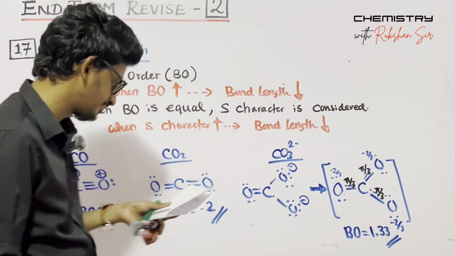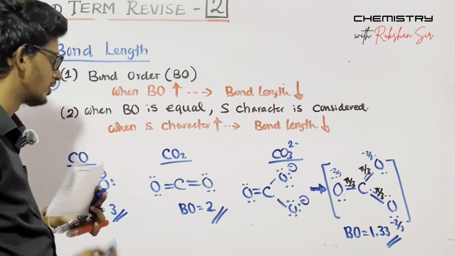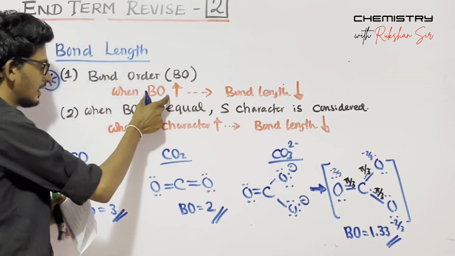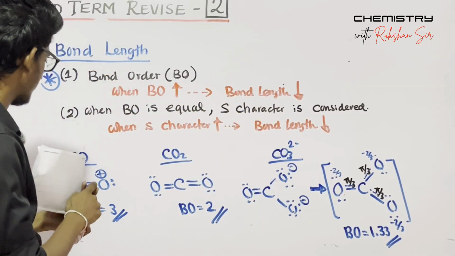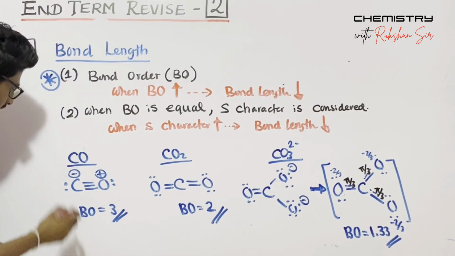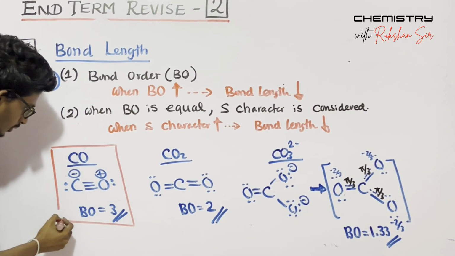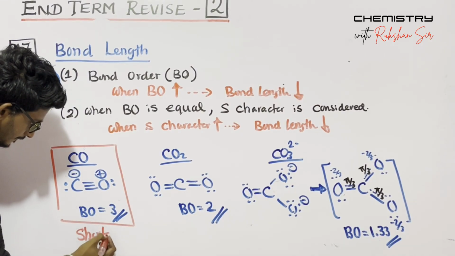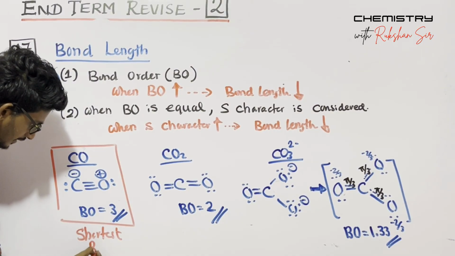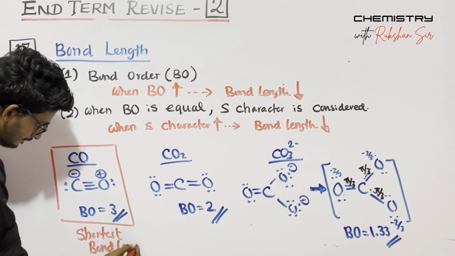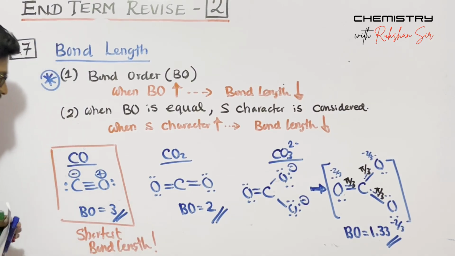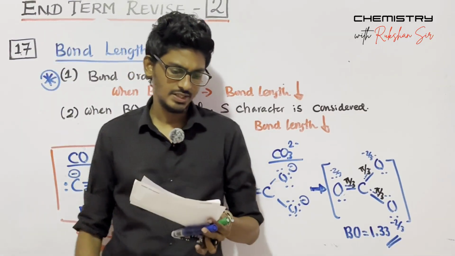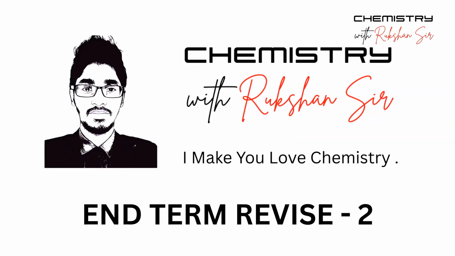They are looking for the one with the shortest CO bond. The one with the shortest CO bond is the one with the greatest bond order. So carbon monoxide is the one with the greatest bond order, so this is the one with the shortest bond length. So the answer is carbon monoxide. That is the review for question number 17.